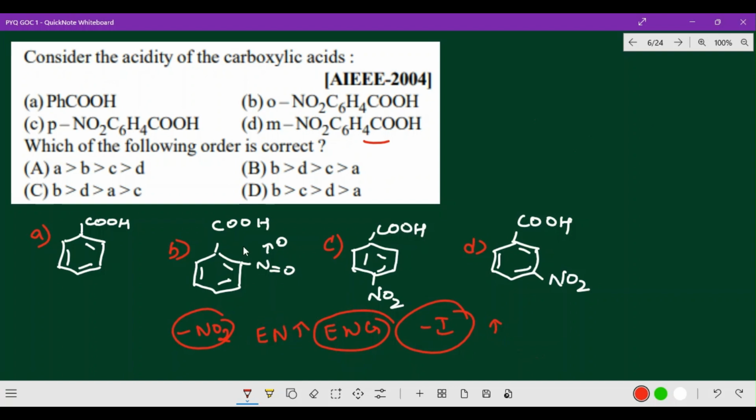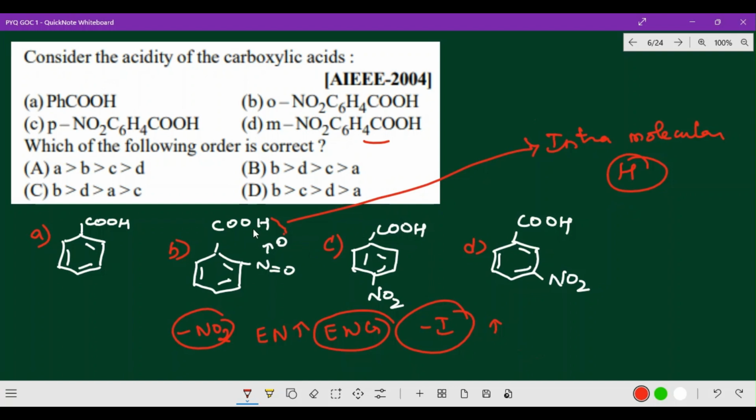So usually an ortho substituted compound is stronger than any other compound, right? So that means ortho substituted. Why? What is the reason? Here I purposely drew it like this. The nitro group, N double bond O, here O. This oxygen is connected with hydrogen, which forms an intramolecular hydrogen bond. An intramolecular hydrogen bond is very strong, stronger than an intermolecular hydrogen bond.